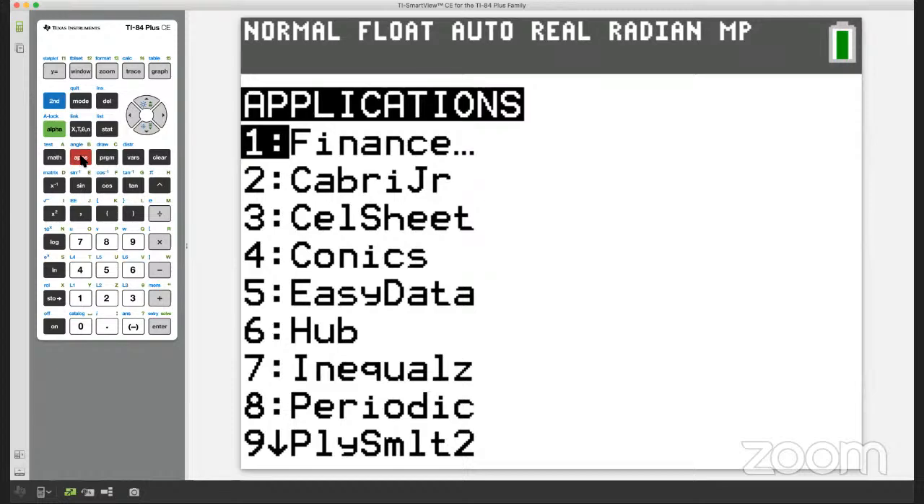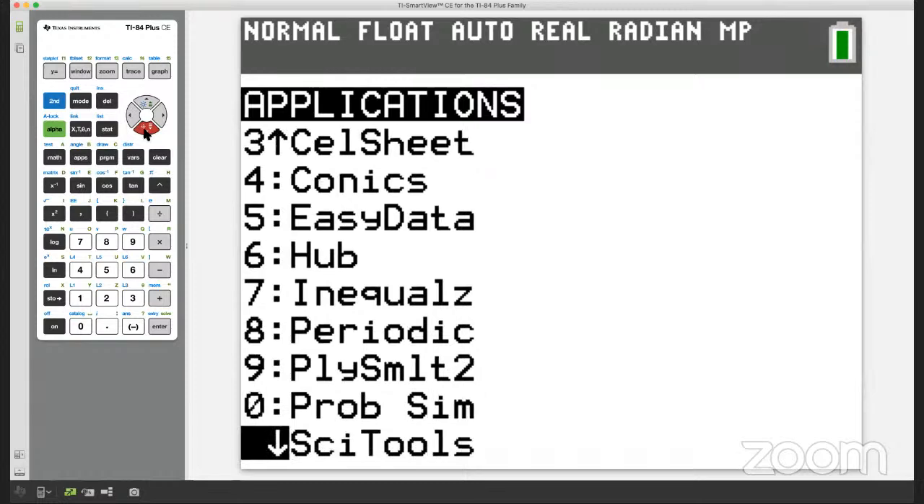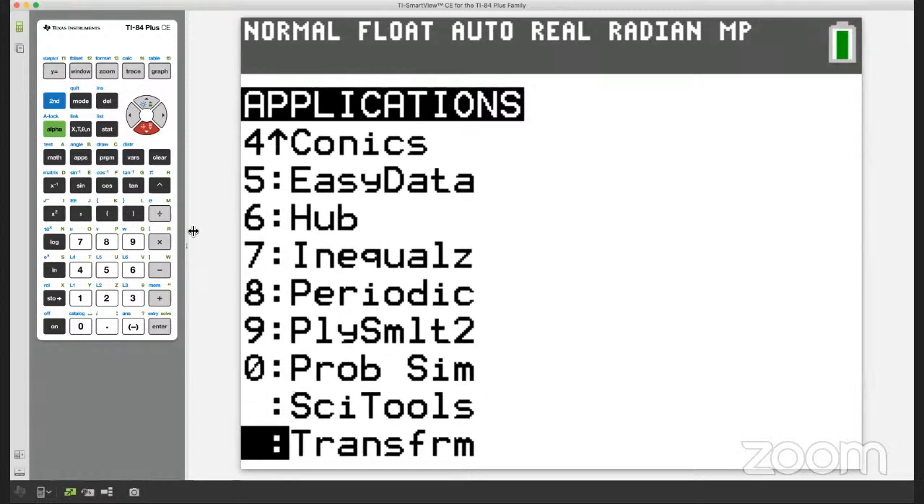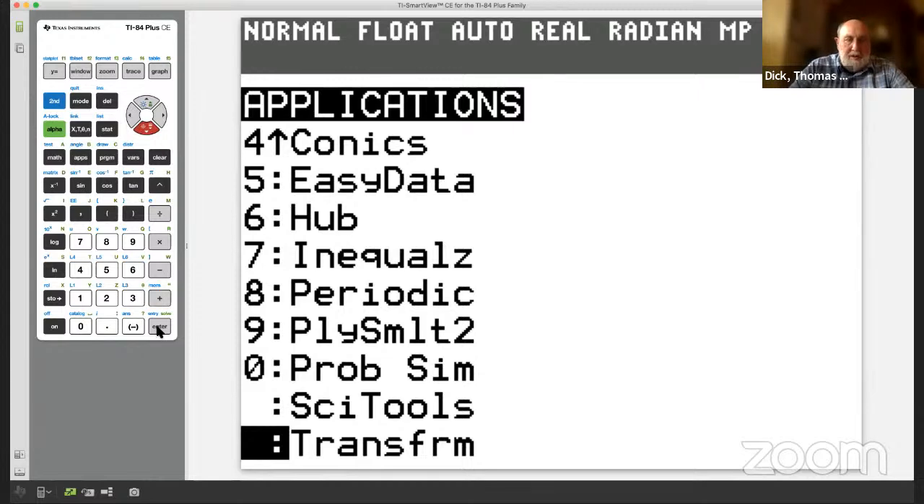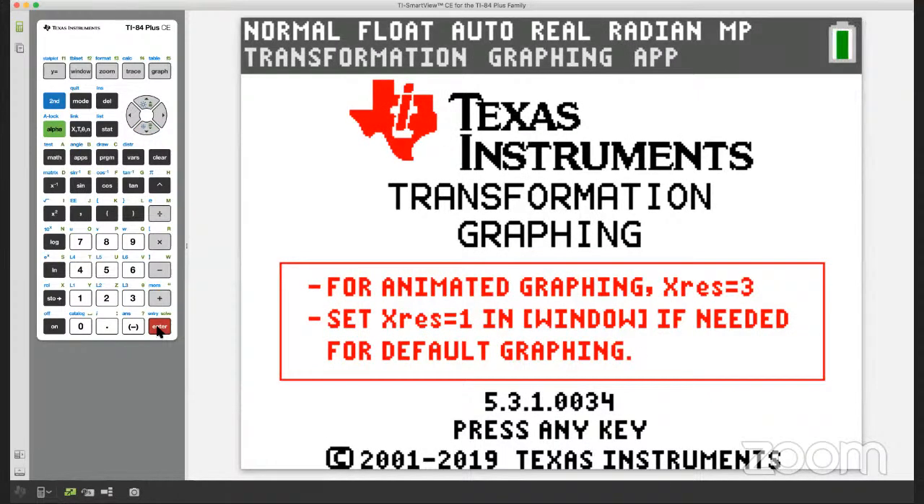And down at the bottom, there's an app that not a lot of people know about. It's the transformation graphing app, which allows you to use the variables A, B, C, and D in transformations of functions or that sort of thing. Well, we're going to do that, but with the letter A here in this summation. So go ahead and start transform. All right. You'll get a little deal here for that.